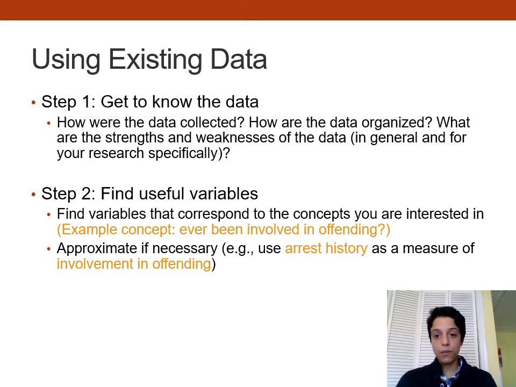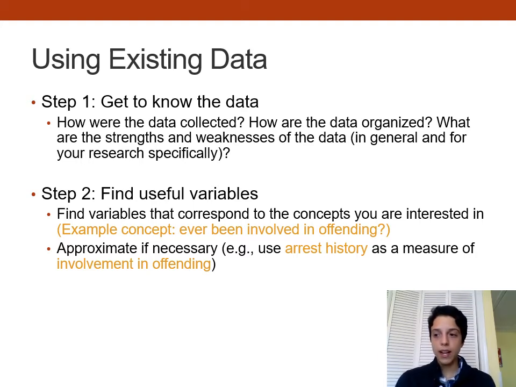And there are also systematic patterns in terms of who gets arrested and who doesn't get arrested. And we know they sort of lie along lines of race and socioeconomic status and types of areas that tend to be more policed or not more policed. So there's lots of reasons that arrest history isn't the same thing as offending history. But if it's the only measure of any sort of prior involvement in offending that you have, that might be what you end up working with. So that would be an example of approximating if necessary.